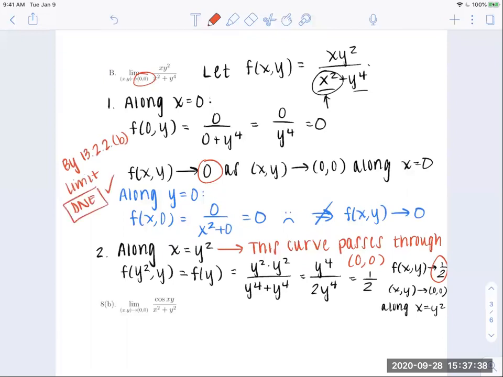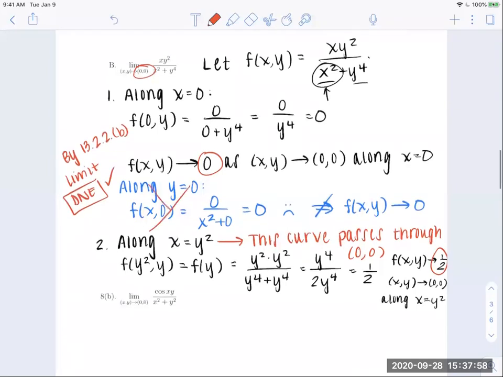All right, we were able to strategically choose two curves, both of which pass through our limiting xy coordinate point, but curves that gave us two different values for our function f of xy. So again, B was a good example where the coordinate axes weren't good enough, right? We had to toss this out because it didn't give us a different limiting value than what we had already found.